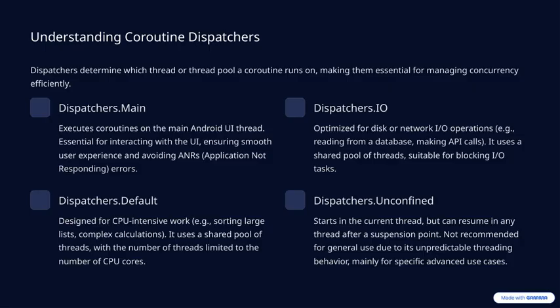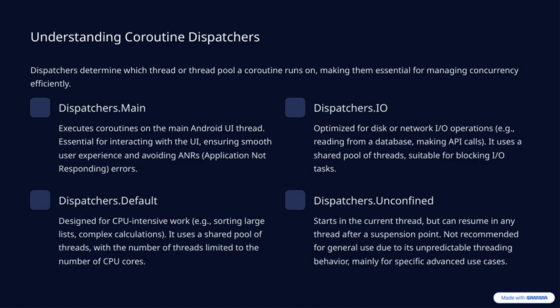Let's take a closer look at understanding coroutine dispatchers. Dispatchers are really the core of managing how and where our coroutines run. They determine which thread or thread pool a coroutine executes on, and this is crucial for managing concurrency efficiently.